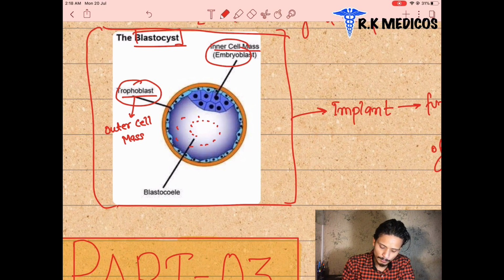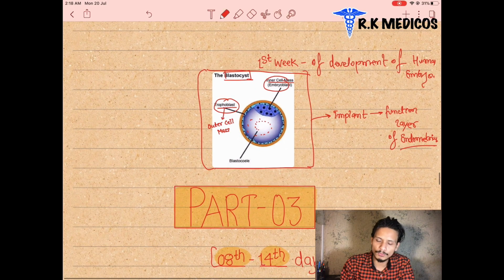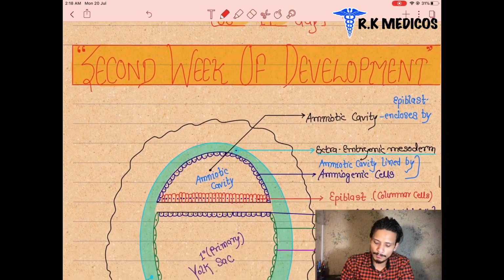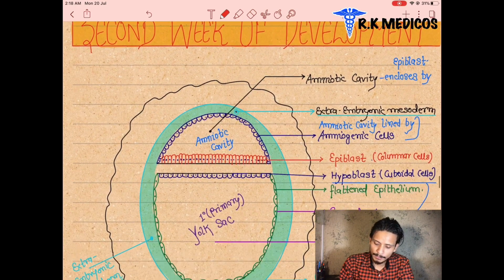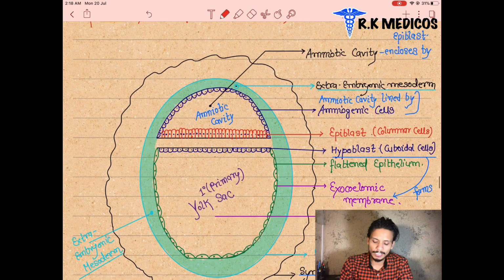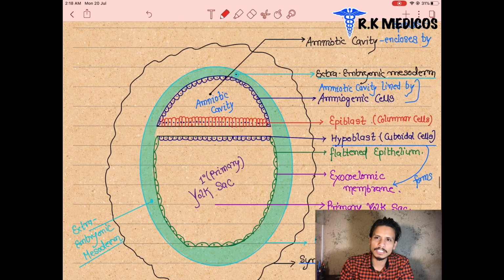Now we are going to discuss part 3, the development from the 8th day to the 14th day, that is the second week of development. This is the picture we have to learn by heart, because it shows the whole scenario of the second week of development. Now we are going to see it in a little more detail.